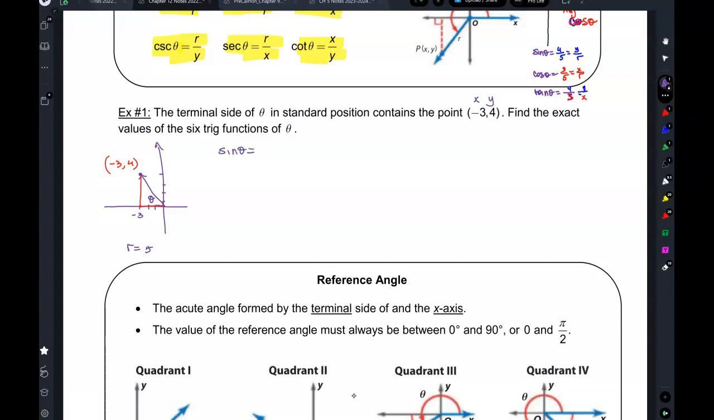Sine of theta is always y over r, 4 over 5. I don't even look at the diagram. I just look at my point. Cosine of theta is -3 over 5. Tangent of theta is -4 over 3. The negative is important because, again, how do you get from the origin to that point? One way is you go to the left 3 and up 4. So that negative is important.